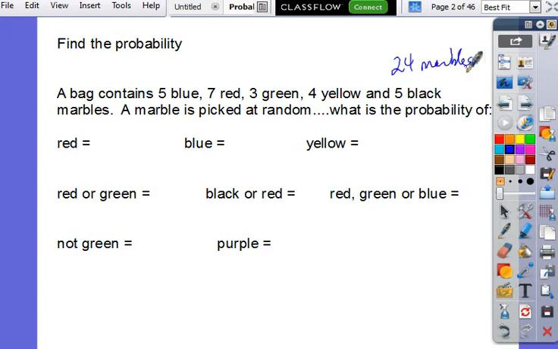So that is my sample space. That is my total number of outcomes that I could possibly have. Red would be 7 out of 24. So 24 is going to be the bottom number to start with for everything. That's my total number of choices.